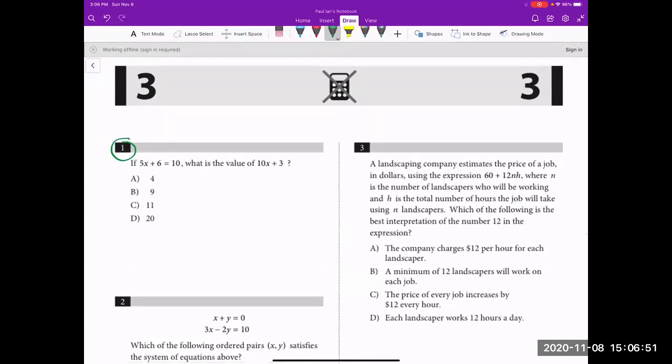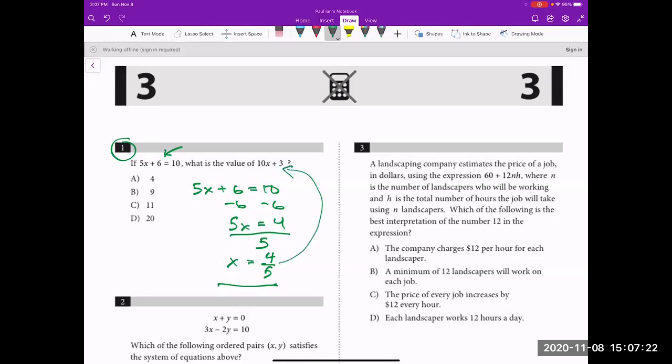Okay. So for number one here, what would you do? So first solve for x. So 5x plus 6 equals 10. Subtract 6. Divide by 5 on both sides. So x equals 4/5. And then what? And then substitute that into the 10x plus 3.